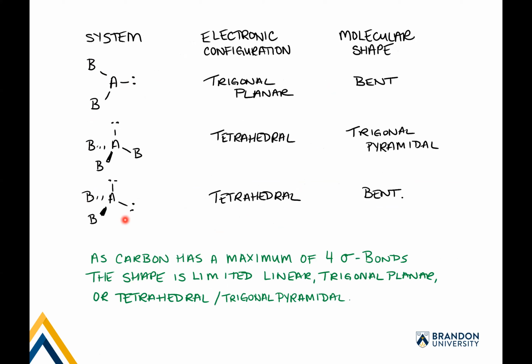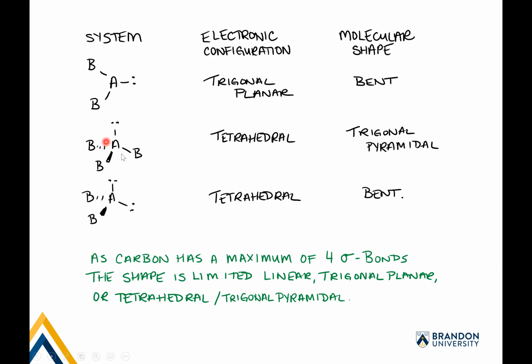Just to show you some of the possibilities when we've got lone pairs. In this case, if we're looking at this system here for the electronic configuration, these electrons want to be as far away as those. These want to be as far away as those and those. So this again is going to be a trigonal planar electronic configuration. But if we're looking at the atoms for the molecular structure here, this would be a bent molecule.